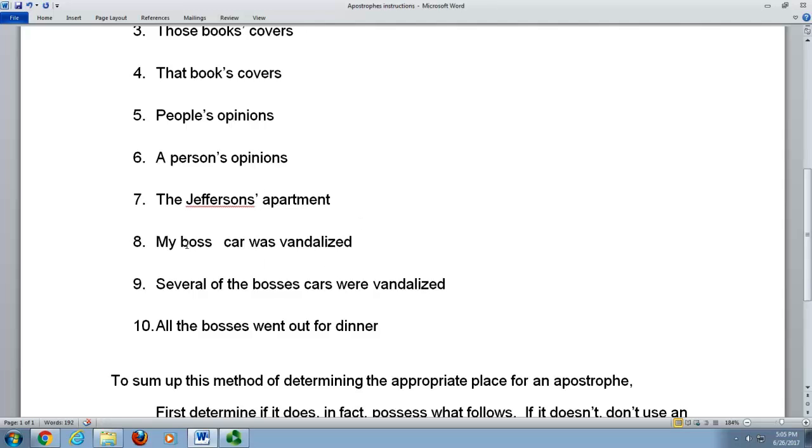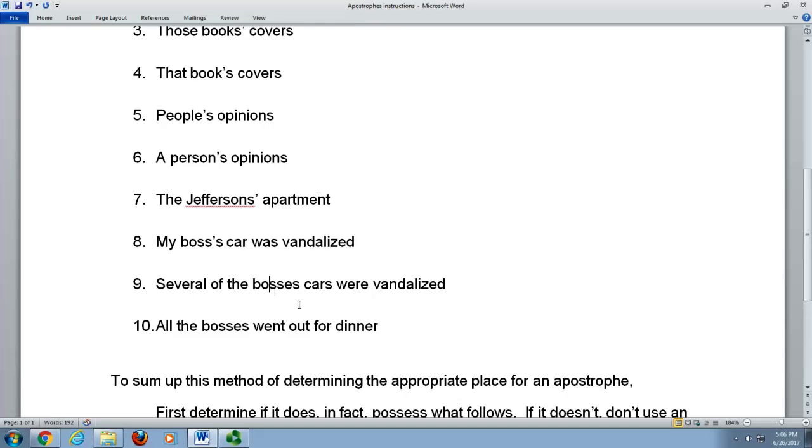Here's another situation. My boss's car was vandalized. Not my boss car, okay, but my boss's car. So this is the car that belongs to my boss. Now, notice how I've already got two S's here. So this may seem, oh, well, what do I do? You just put an apostrophe, and because you're adding an extra syllable, you're not saying my boss car was vandalized. You're saying my boss's car was vandalized. I'm adding that extra sound. I add an extra S, and that's how it goes.